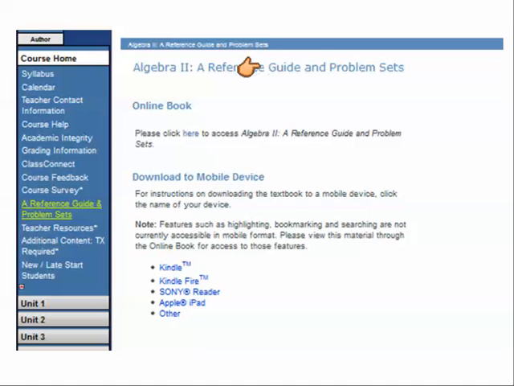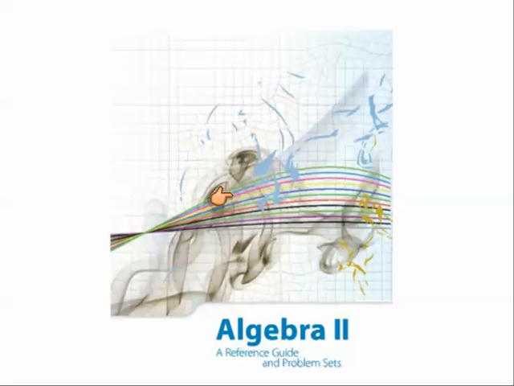Okay? So I wanted to also point out under Course Home, there's a reference guide area here. It says reference guide and problem sets. You can go into here. You can download it to any one of these type of tools here if you want to look at it on a mobile device. But right here where it says click here to access the Algebra 2, you click on that and it opens up the Algebra 2 book, and it's in a PDF format.